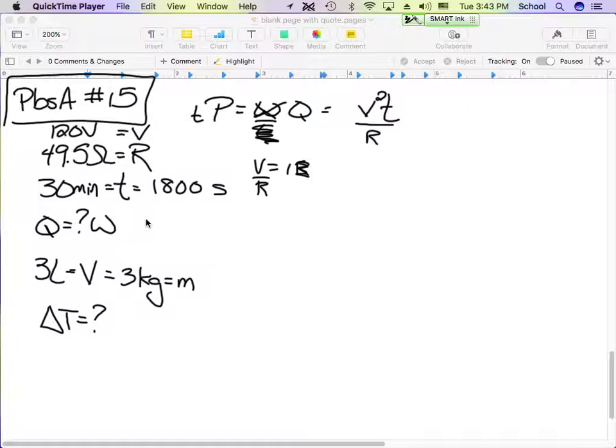So we say, hey, that's 120 squared times 1,800 divided by an R of 49.5.